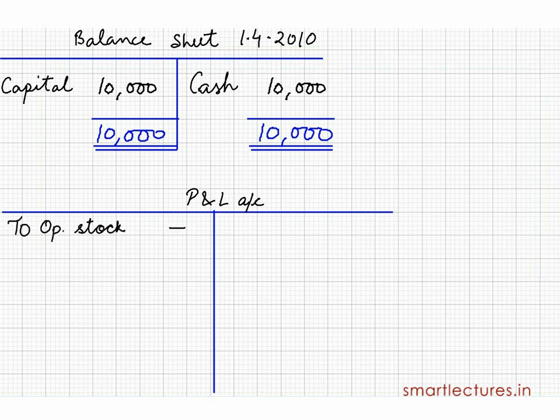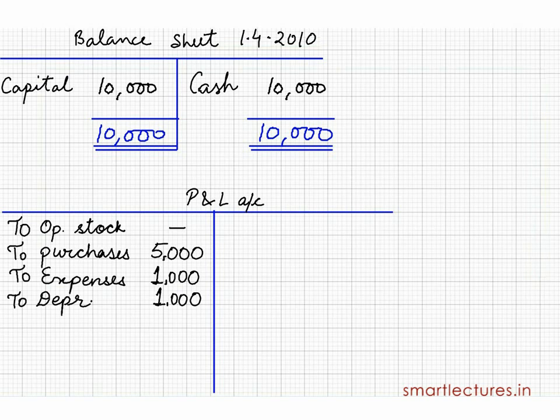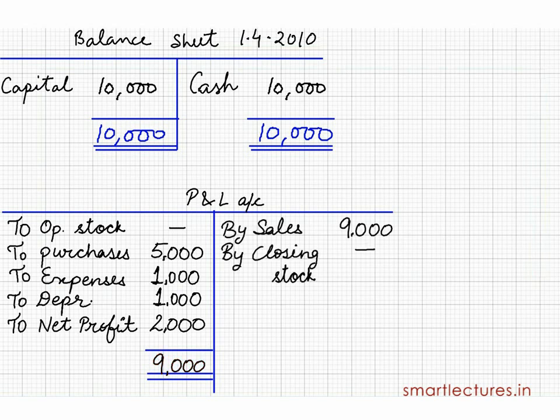On debit side, opening stock 0, purchases 5,000, expenses 1,000, depreciation 1,000, to net profit 2,000, total 9,000. Credit side, by sales 9,000, by closing stock 0, 9,000 rupees. These are the only information given to you, and you are asked to calculate cash from operation.